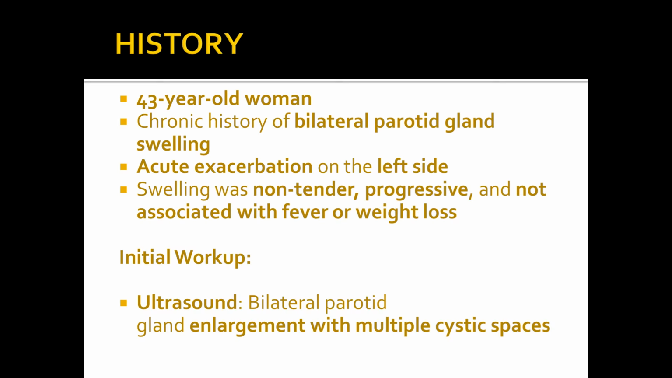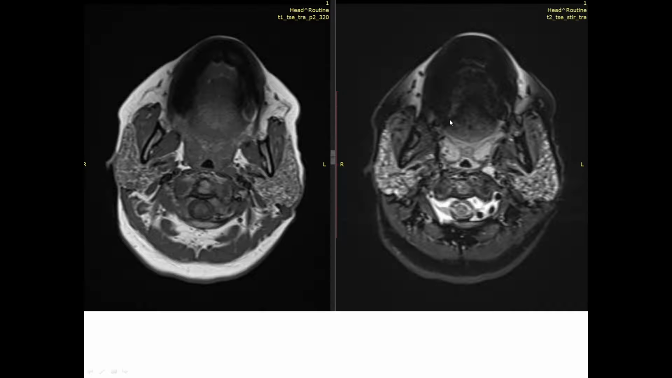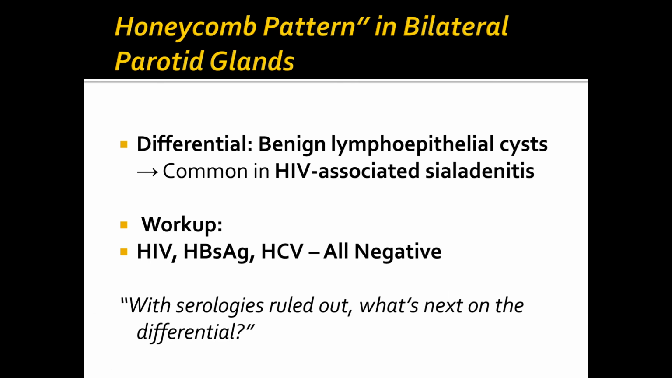She was then subjected to an MRI, and the sequence is here. On the right side, you have axial T1, and on the left side, you have axial STIR sequence. And as you can see, bilateral parotid glands are symmetrically enlarged and they show cystic spaces within them, producing the classic honeycomb appearance. With this appearance, the top differential on our list was benign lymphoepithelial cysts, which is commonly seen in HIV associated sialadenitis.